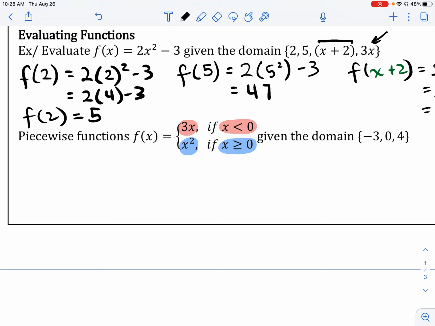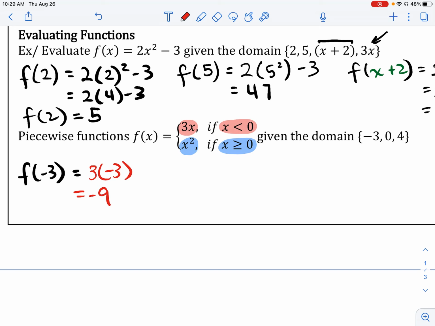So let's try a couple of these. If our input is negative 3, we're finding f of negative 3. Ask yourself, which piece would I plug this in? Well, negative 3 is less than 0. Therefore, we're going to use this top function. So I'm going to switch to red here, and I'm going to say 3 times negative 3, which is equal to negative 9. Okay?